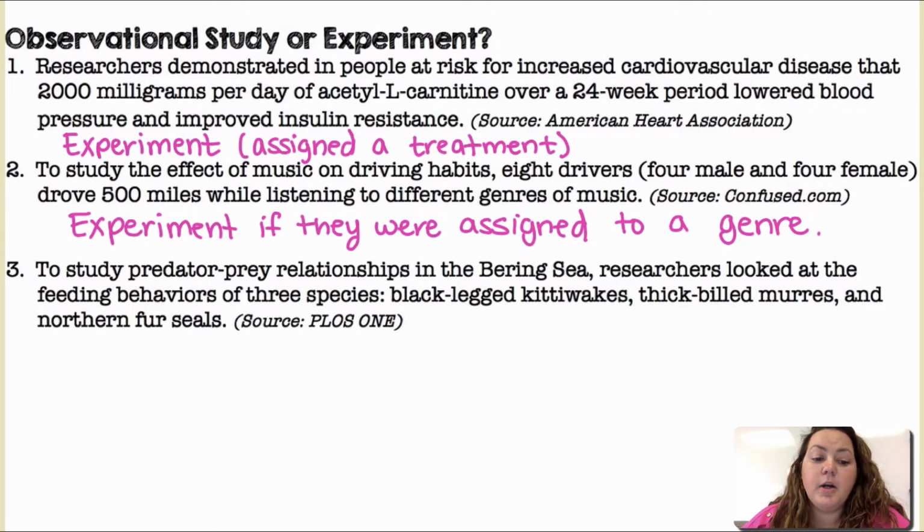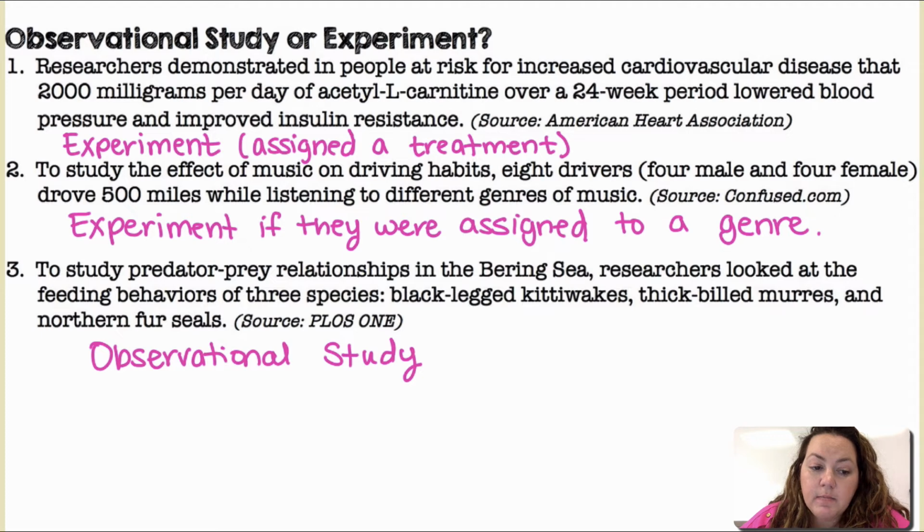To study predator-prey relationship in the Bering Sea, researchers looked at the feeding behaviors of 3 species: black-legged kittiwakes, thick-billed murres, and northern fur seals. They just looked at their feeding behaviors. This is an observational study. They didn't force the different species to have different treatments.